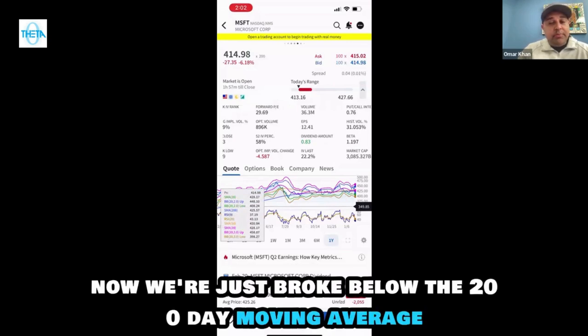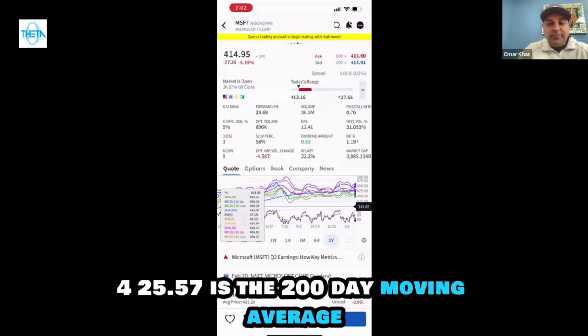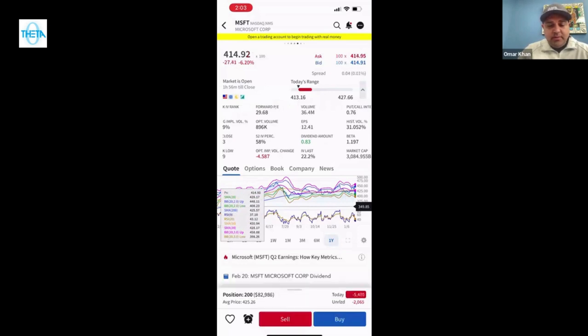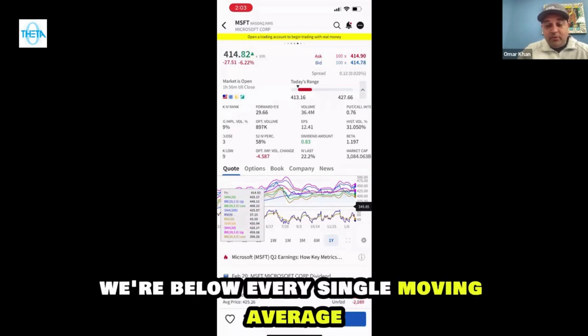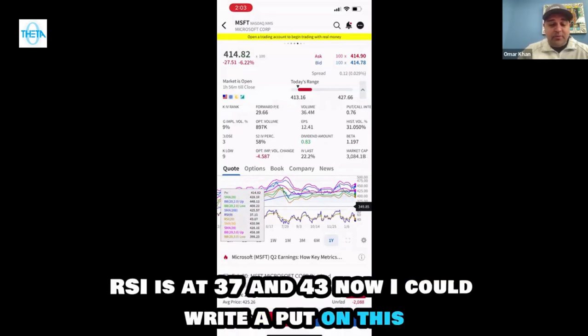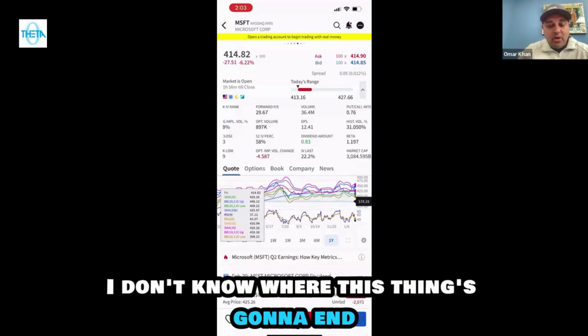Now, we just broke below the 200-day moving average. 425.57 is the 200-day moving average. We're below the 50-day moving average, the 20-day moving average. We're below every single moving average. RSI is at 37 and 43 now. I could write a put on this. I could. Or I can wait a bit. I don't know where this thing's going to end.